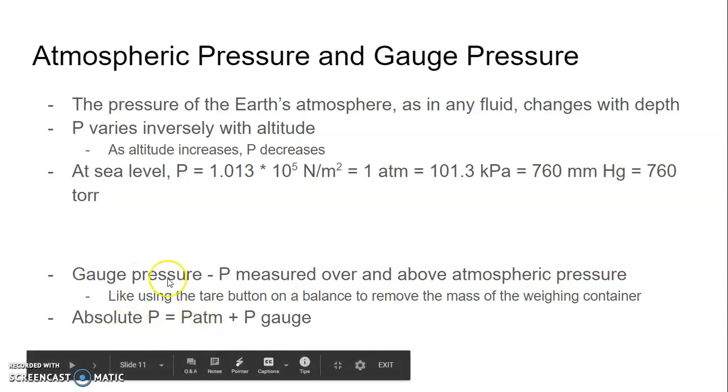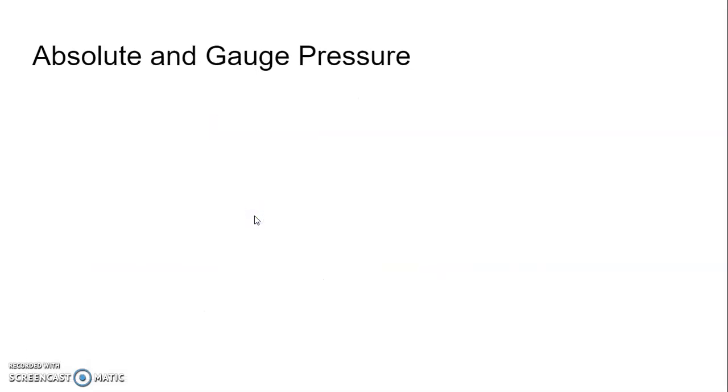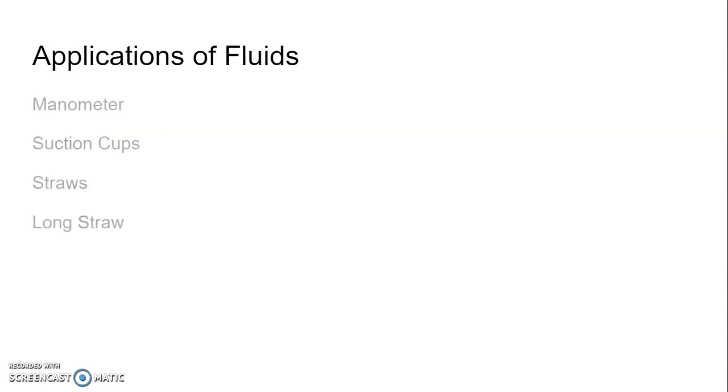So you should be able to make calculations with atmospheric pressure, gauge pressure, and absolute pressure. That equation is pressure is atmospheric pressure plus rho gh. There are some different applications that we discussed that hopefully sound familiar to you. The manometer, that was that curved tube with different fluids in it. Suction cups, straws, how straws work, and then the long straw in particular, why we're able to make long straws work.